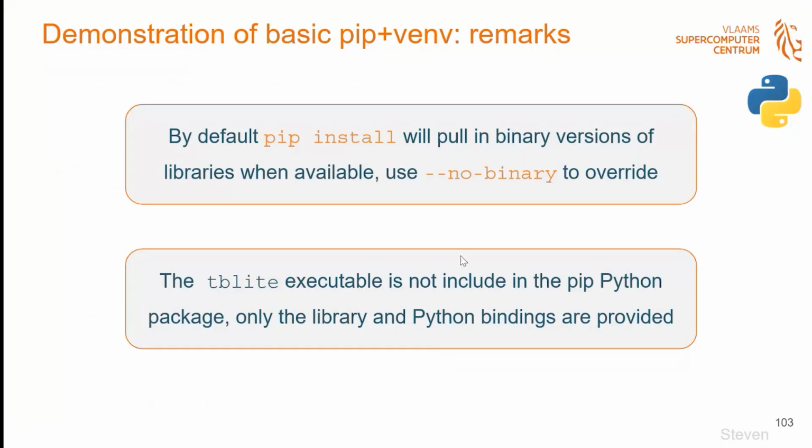Okay, this I mostly said already. So by default, pip will try to pull in a binary version of any libraries that are needed, but you can use --no-binary to compile it yourself. The same remark that Maxime made earlier applies here. So the binary that you pull in might or might not be optimized for your microarchitecture. It depends on the person or the people that created the Python package in the index.